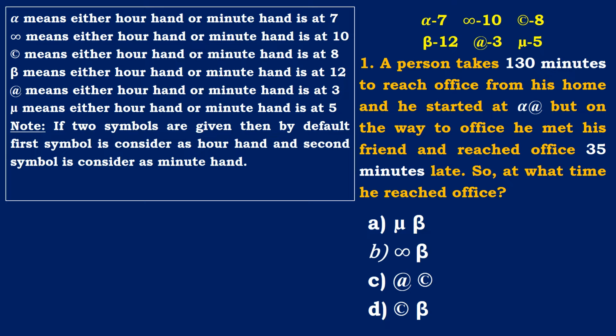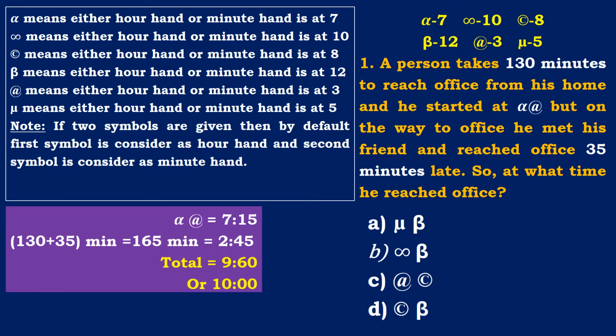A person started at Alpha, which is 7 hours and 15 minutes. It takes 130 minutes to get from home to the office. But, after meeting his friend, he arrived at work 35 minutes late. The total duration is now 130 minutes plus 35 minutes, or 165 minutes, or 2 hours and 45 minutes. Therefore 7 hours 15 minutes plus 2 hours 45 minutes equals 9 hours 60 minutes. 60 minutes is equal to 1 hour.